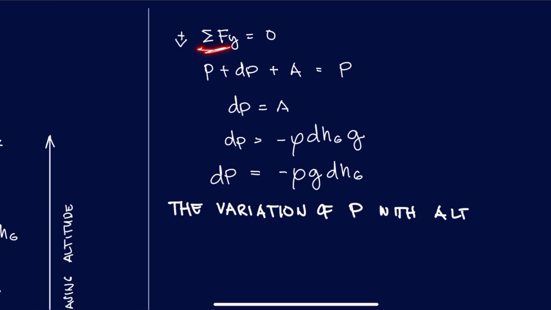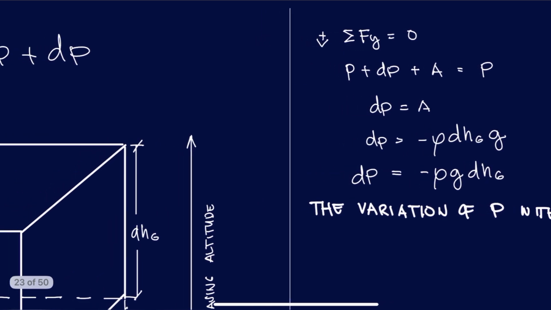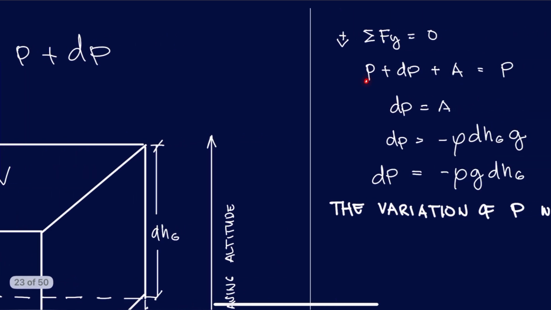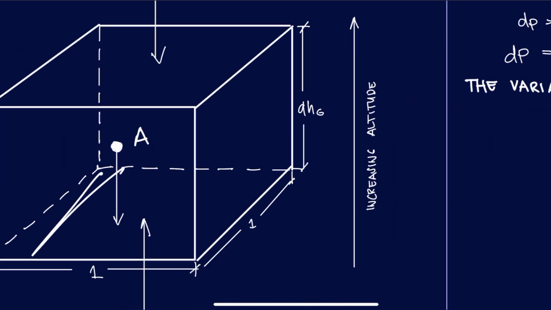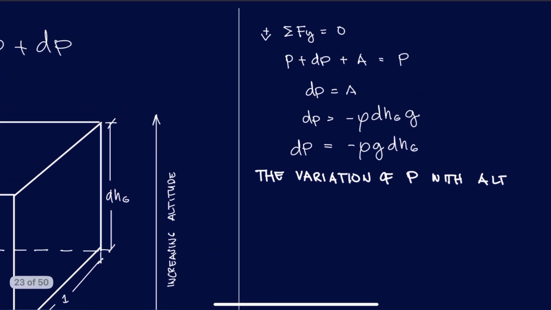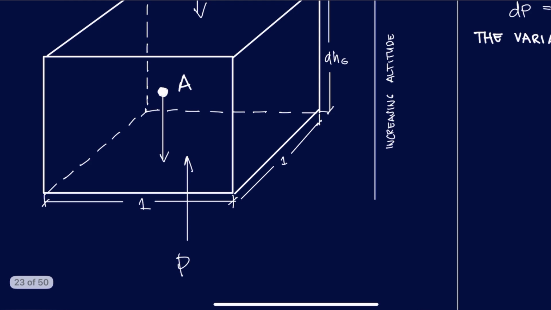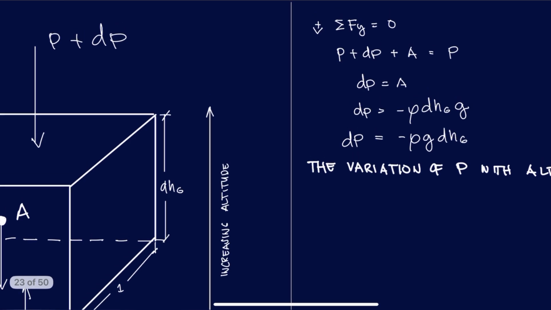All the vertical components, if you sum them up, equal 0. Taking positive as downward force, we have P plus dP, which is your pressure exerted on the upper surface, plus the force exerted on this surface brought about by the weight, given as W. This is equal to the counteracting pressure exerted on this face as well, on the entire object, giving you dP equals a negative W.